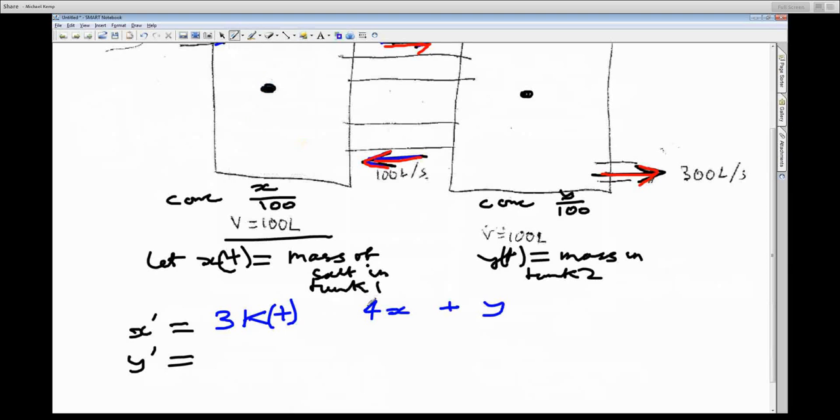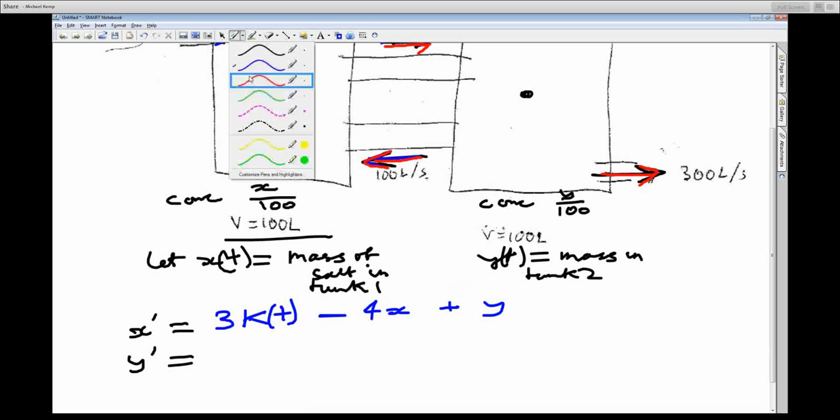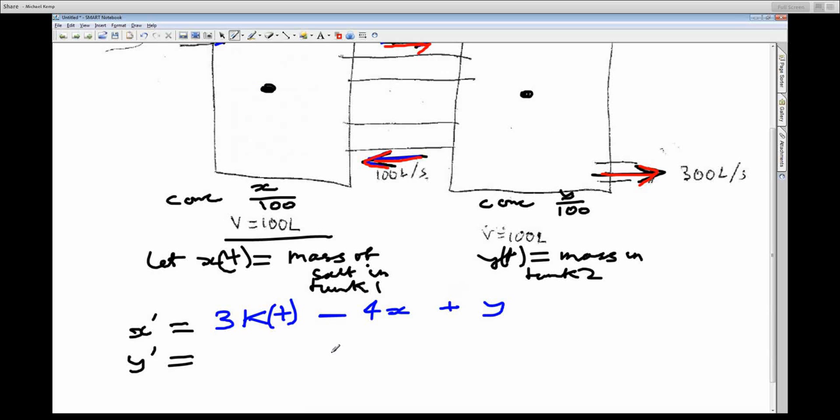So we're losing 4x every time, gaining y. So for the second tank, the stuff that's being lost from the first tank is coming into the second tank. So we're making a gain here, but we're losing y to the first tank, and then we're losing 3y just out of the system altogether. So we're losing, in the end, 4y all up. So that would be a system of differential equations that we're trying to solve.